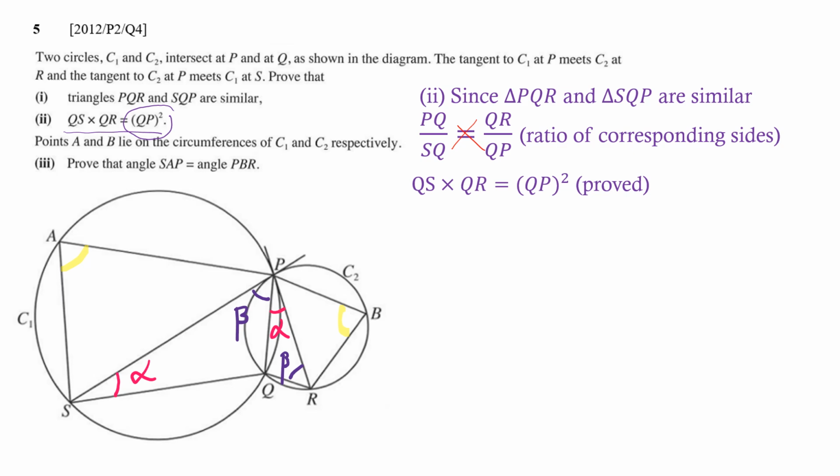In part 3, you're given points A and B lie on the circumference of C1 and C2 respectively. We are asked to prove angle SAP is equal to angle PBR. So for the one highlighted in yellow, we need to prove that the two angles are the same.